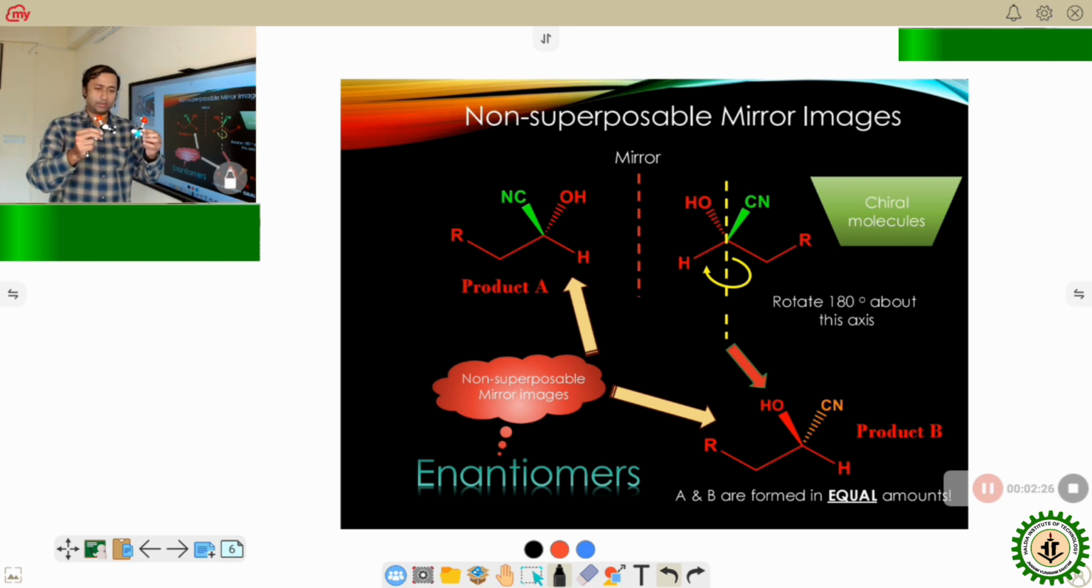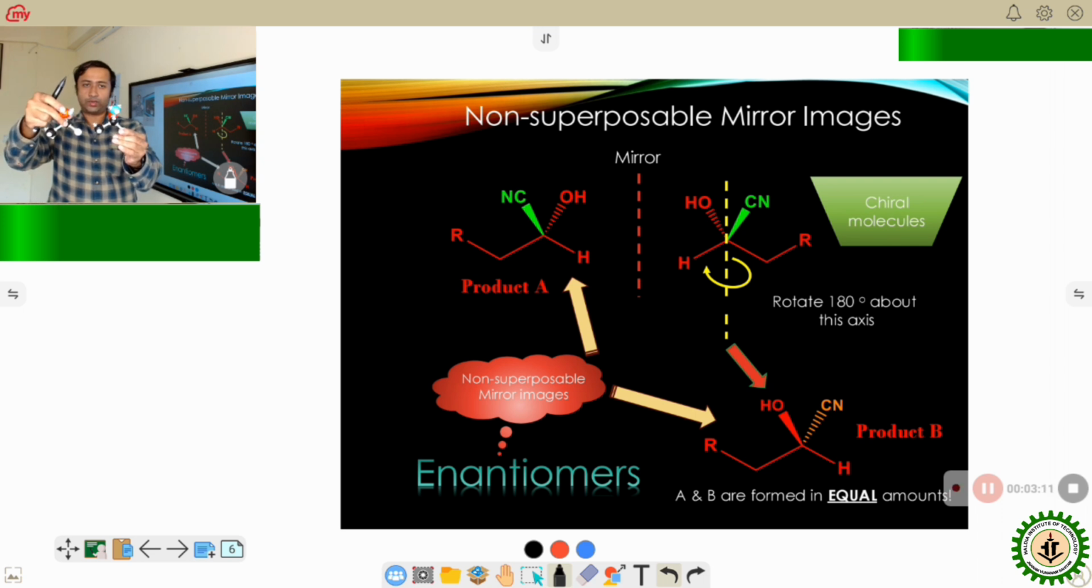Let us see this from the model, it will be easier to understand. If I consider this one, the blue, sky-colored one is the cyanide. It is coming on the top of the plane of the board, in the view direction. This is above the plane, this is behind the plane, and this is the CO2H side. And the other one is virtually the mirror image, where cyanide is behind the plane of the board.